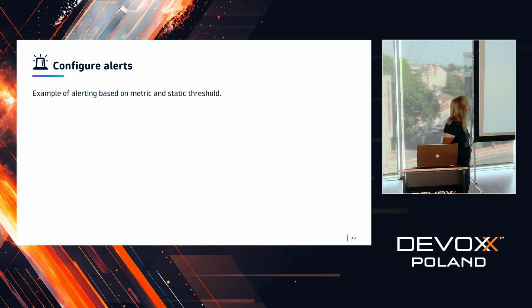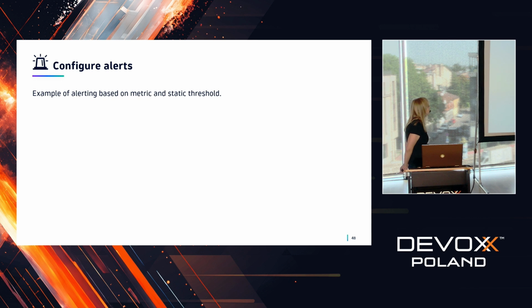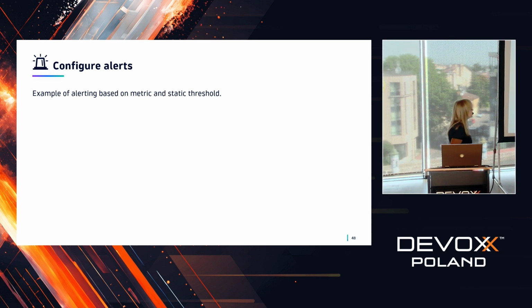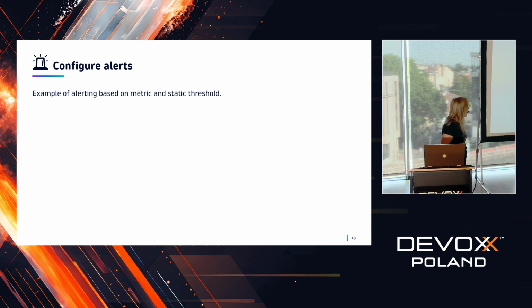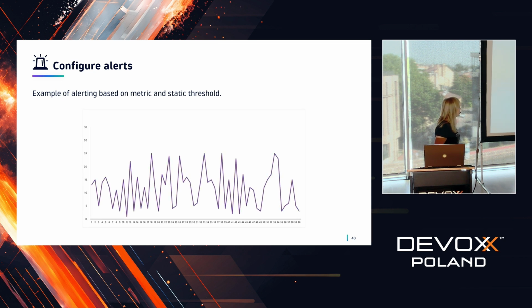Okay, so the next thing we can do, we can configure alerts based on our metric. So we can just generate an alert each time our metric value is above some baseline. But at the beginning, we need to think about what threshold we would like to set. So if we would just take a look at the initial data that we have for this metric, we could set the threshold for the value around 20 milliseconds. By the way, this metric is showing the latency.